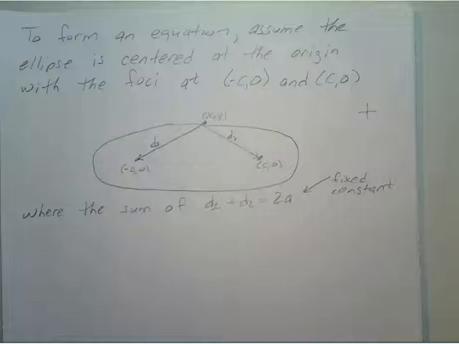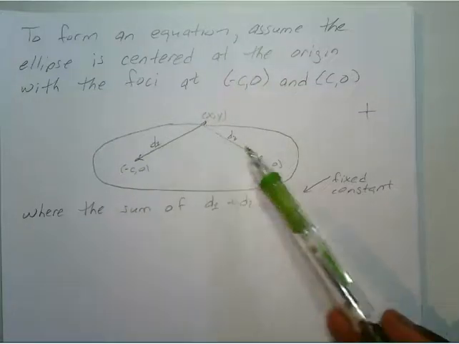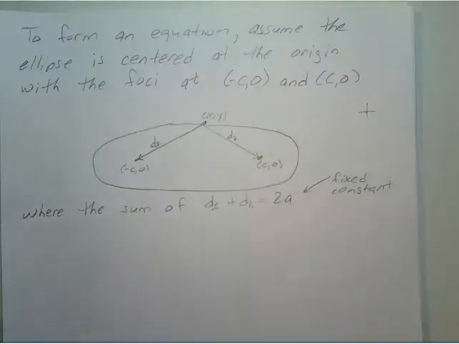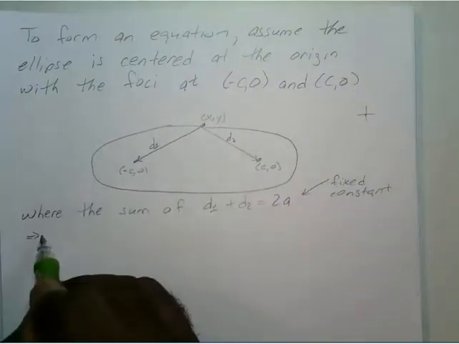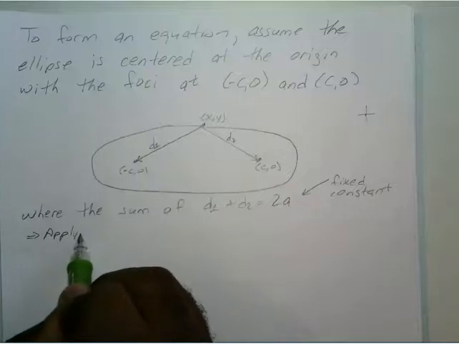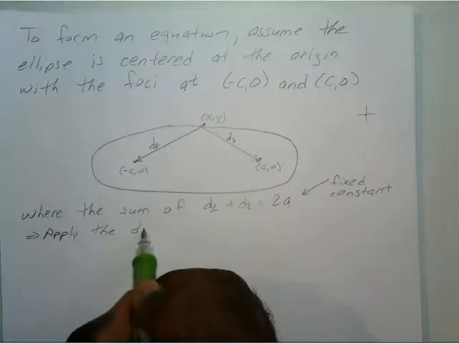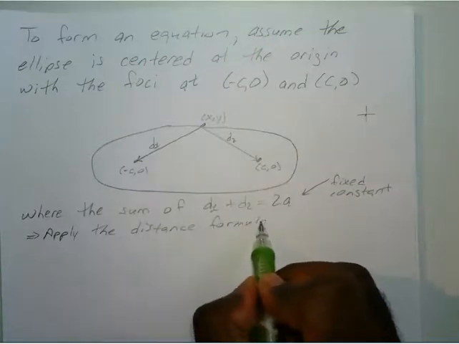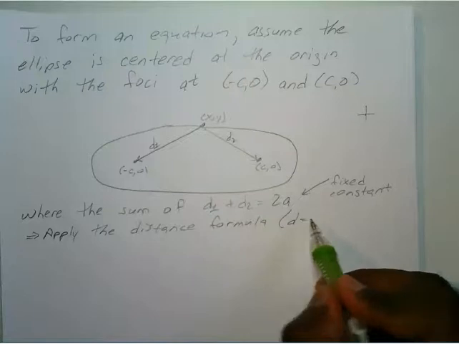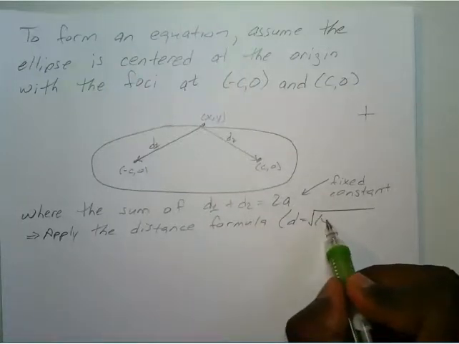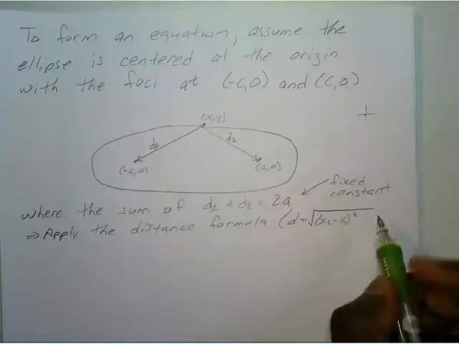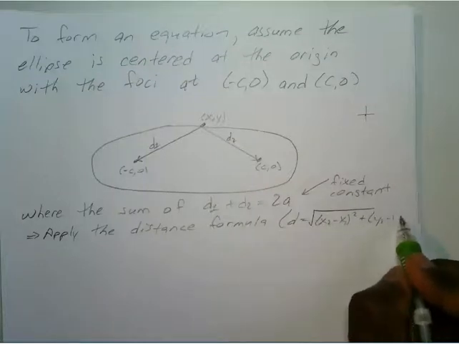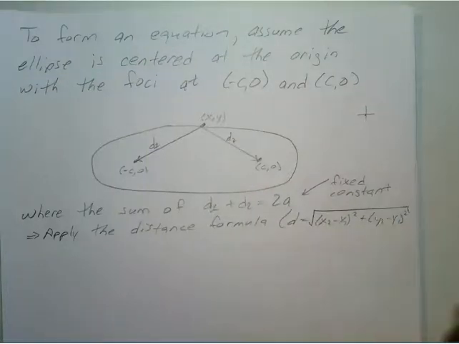The first thing we're going to do is find out just how long these distances are. How do we do that? We're going to apply the distance formula. The distance is equal to the square root of x2 minus x1 squared plus y2 minus y1 squared. So that's our distance formula.